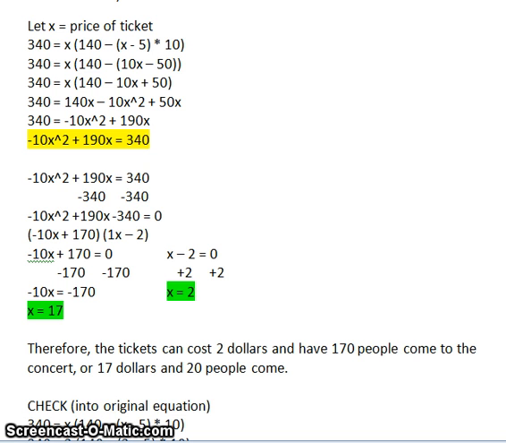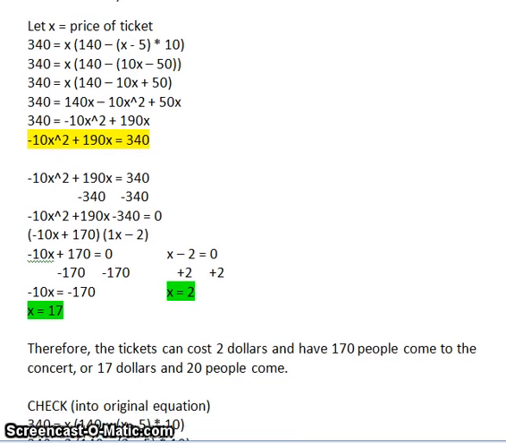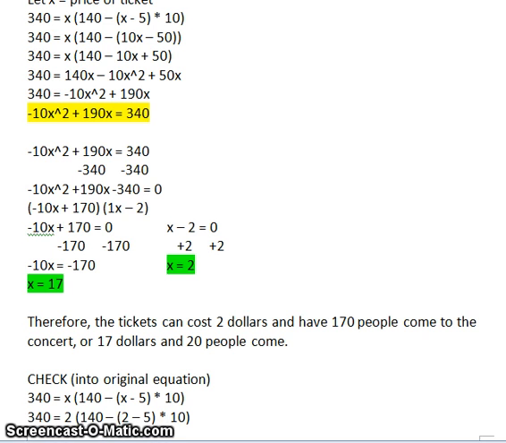I then made this equation equal to 0 and factored it into two binomials, which are negative 10x plus 170 and 1x minus 2. I then made those equal to 0, and I got 2 and 17, which means that x equals 2 and x equals 17. So the price of the ticket would be $2 or $17. Therefore, the tickets can cost $2 and have 170 people come to the concert, or $17 and 20 people come.